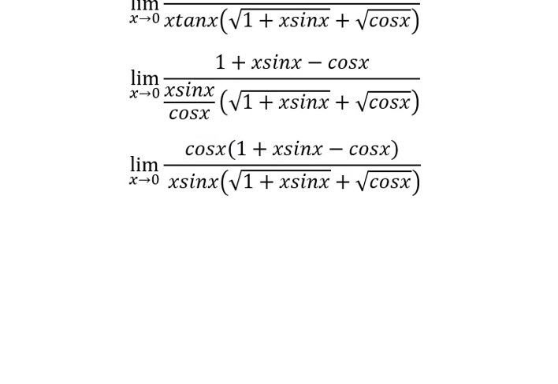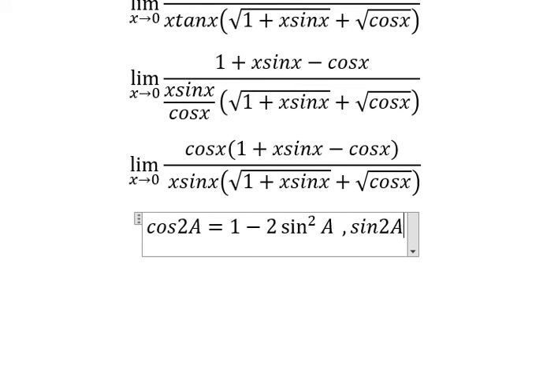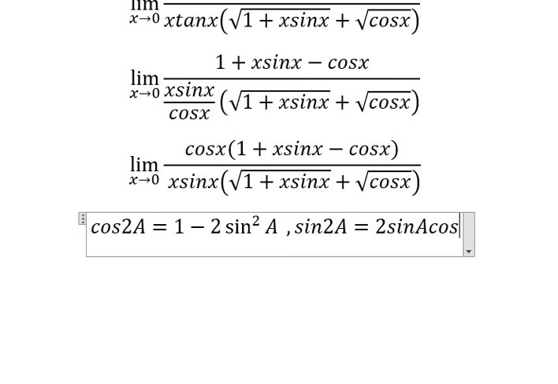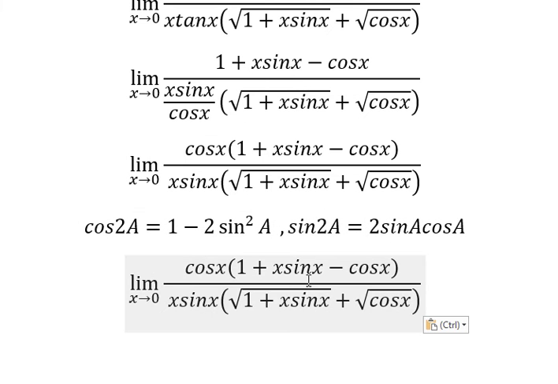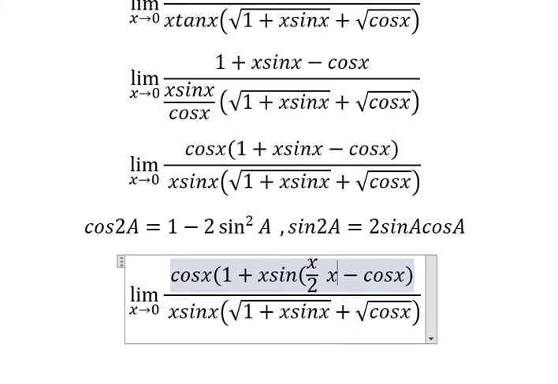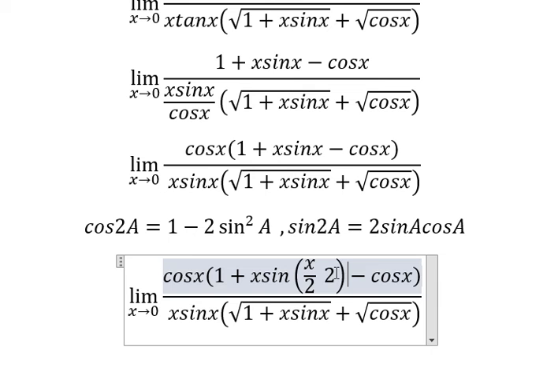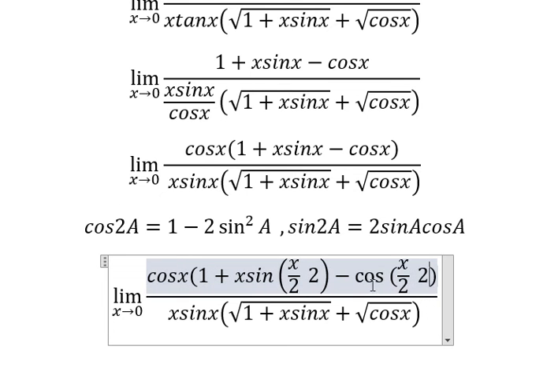Next, we have cosine 2a equals 1 minus 2 sine a square, and sine 2a equals 2 sine a cosine a. So in this one, we transform sine x into sine of x over 2 multiplied by number 2. Cosine x, that is cosine of x over 2 multiplied by number 2.